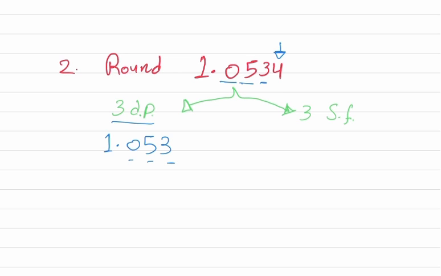Now, if I want to round to 3 significant figures, I have to count from the beginning of the number, searching for non-zero digits. And yes, there is 1. This is my first significant figure. 0 is going to be my second significant figure. 5 is going to be my third significant figure. Look at 3 here, which is a weak number, so it will not be able to push the 5. So my answer is going to be 1.05.